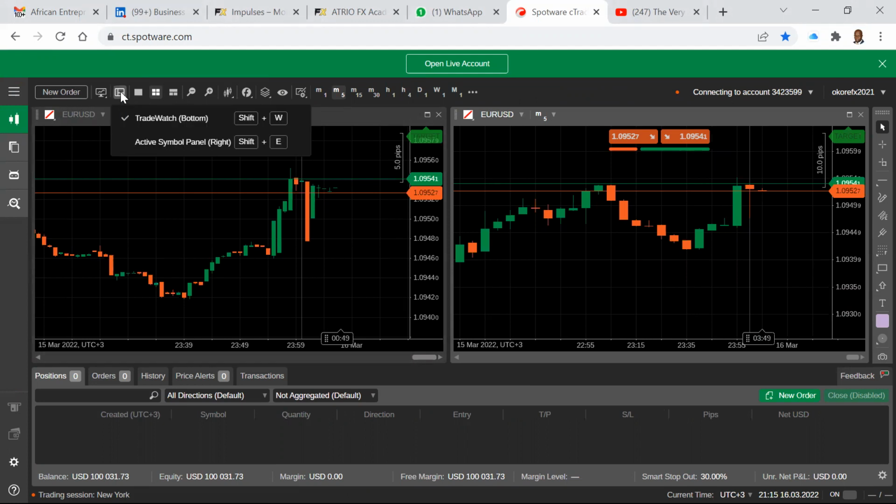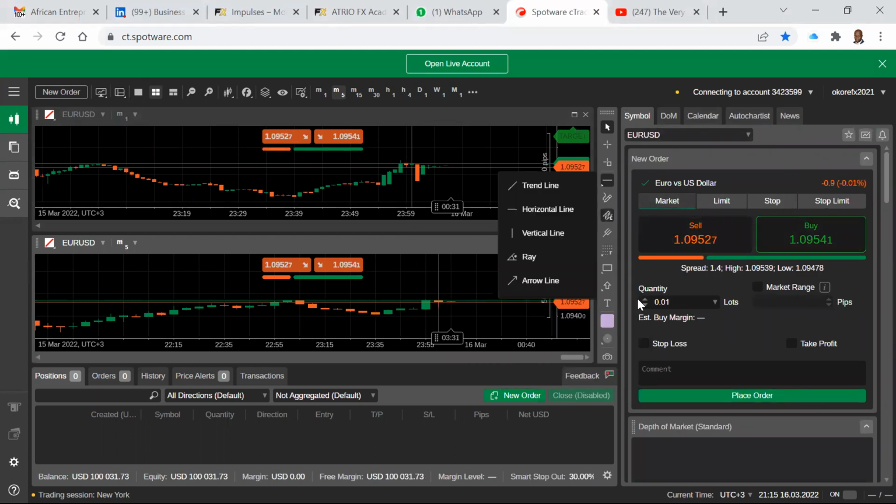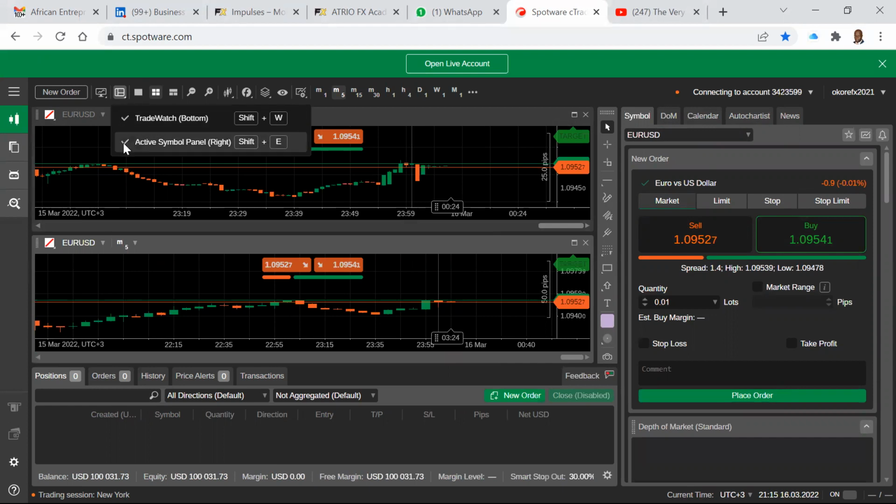And then if you click on this, there's what we call trade watch, and then there's active symbol panel. If I click on active symbol panel, you will see something happening. There's something there. We don't really want this. We don't need it. That's why you click the button off. You unclick it.